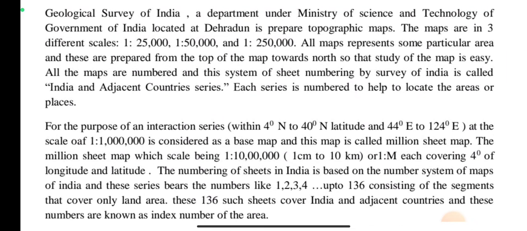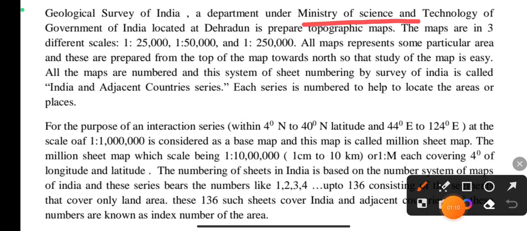So Geological Survey of India comes under which ministry? Ministry of Science and Technology. Remember this: Geological Survey of India comes under the Ministry of Science and Technology. Like, the previous time UGC NET asked about the census conducted by which ministry, or some question like that. So Geological Survey of India comes under the Ministry of Science and Technology, and it is located at Dehradun, right?